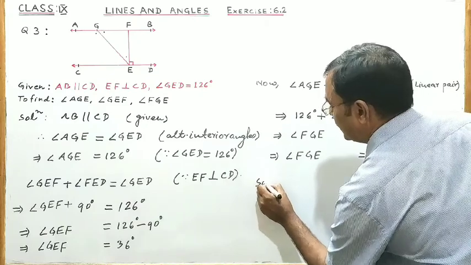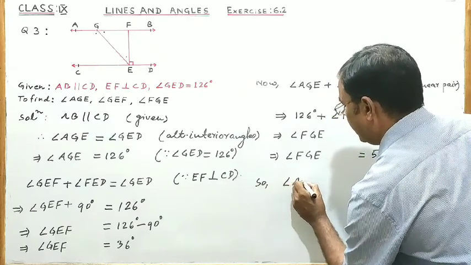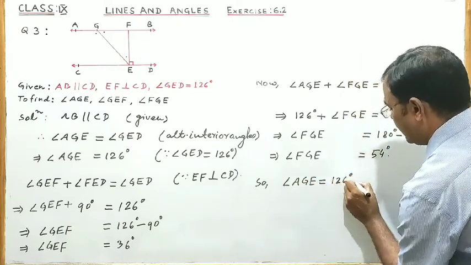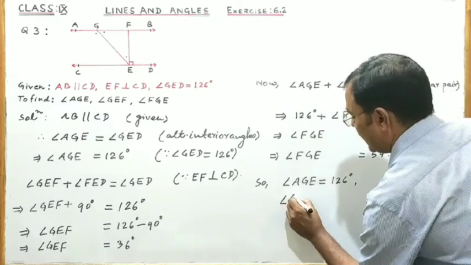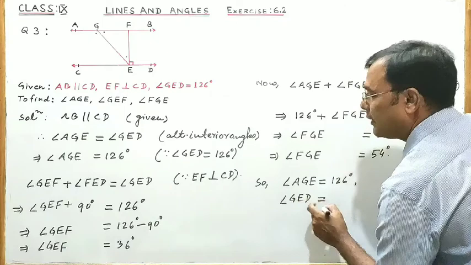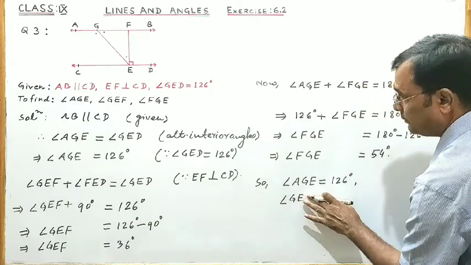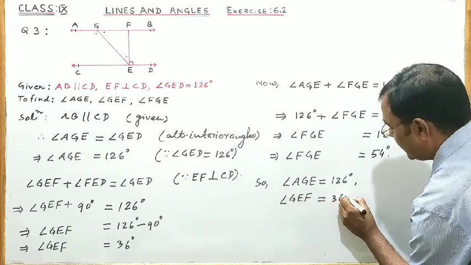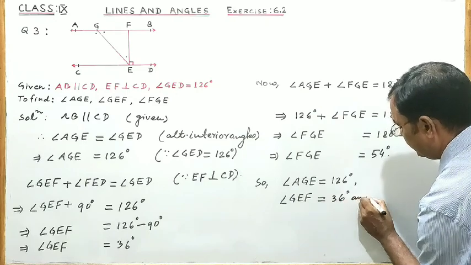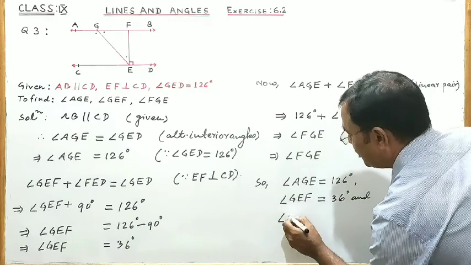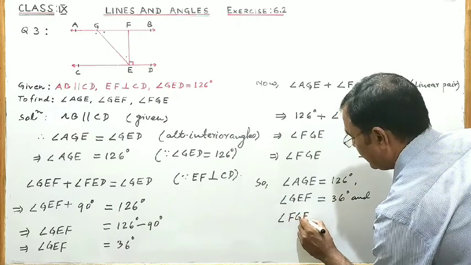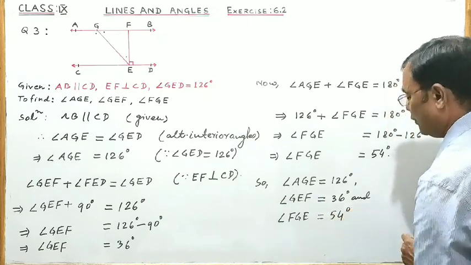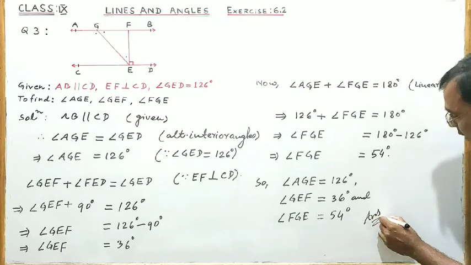So this way we have found angle AGE is equal to 126 degrees, angle GEF we have got 36 degrees, and angle FGE we have got 54 degrees, and this is the answer of this question.